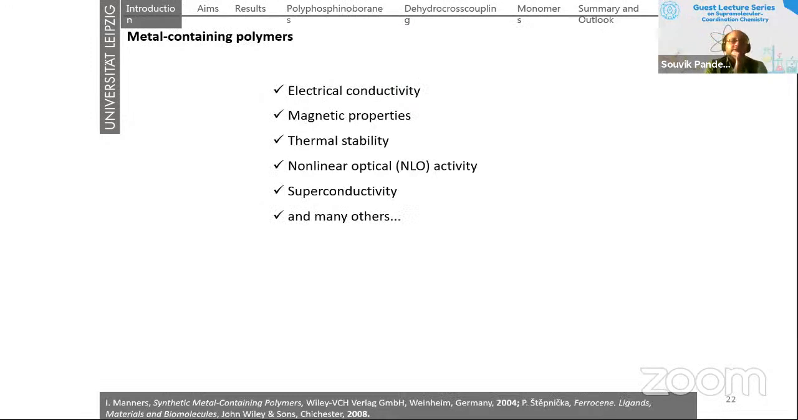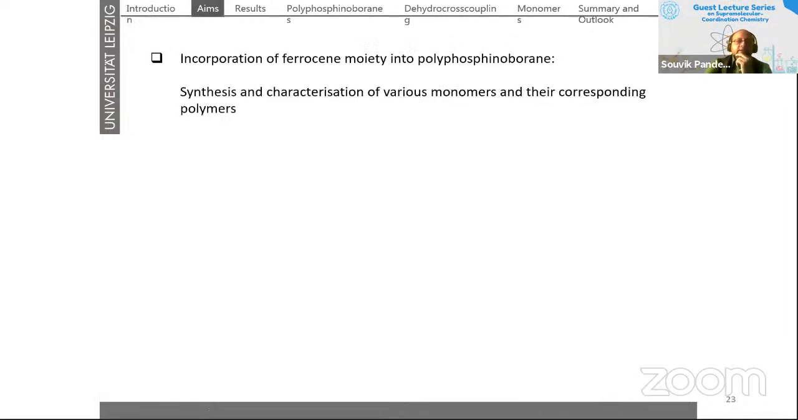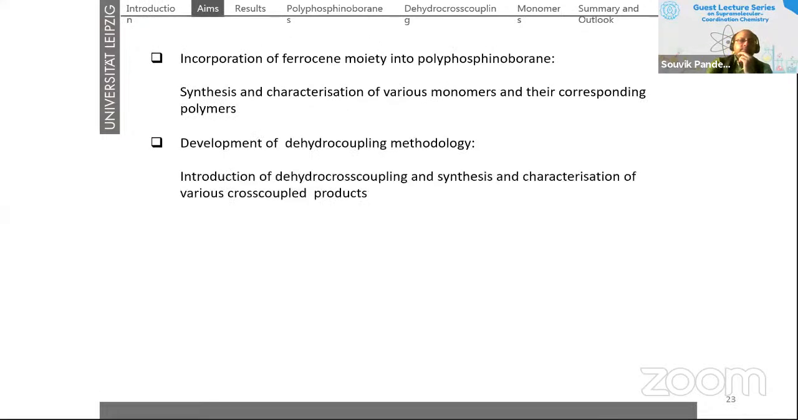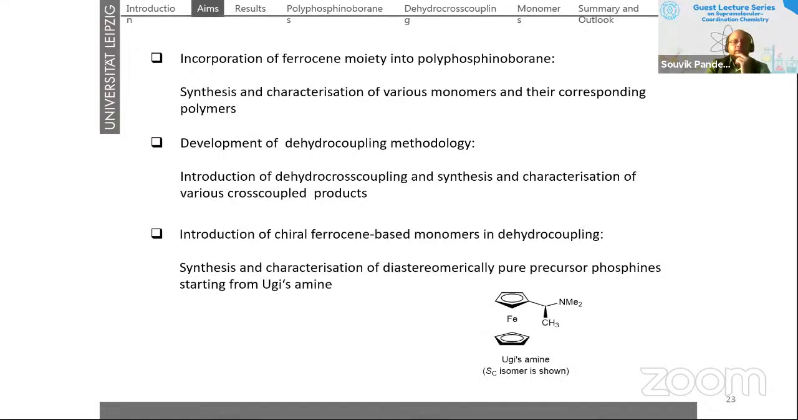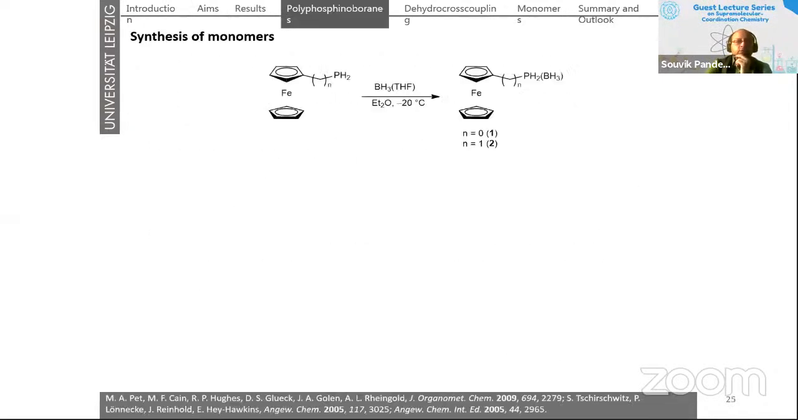We already discussed this a little bit. When you introduce metal, as we discussed already, that can give you electrical conductivity, it can introduce magnetic properties into your polymer, it can give you thermal stability, nonlinear optical activity, superconductivity, and many other things are possible. So these are the things we will discuss in the introduction of different things. Okay. Now we will go to the reactions firstly.